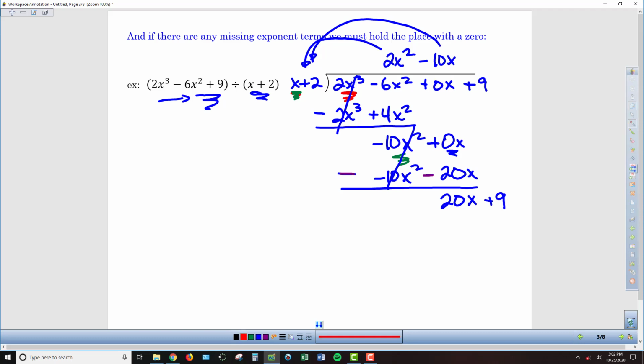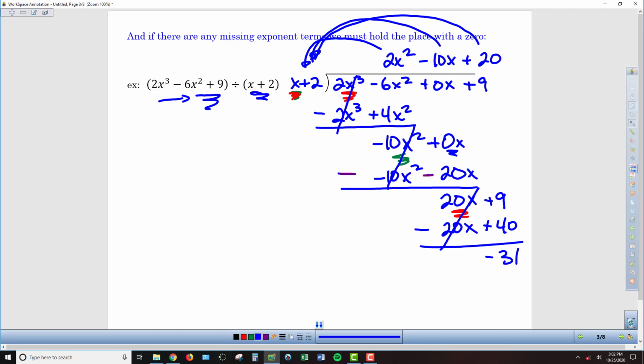So x times what equals 20x? Well, that's going to be 20. So I'm going to have a plus 20 up here. And then one more round of multiplication. 20 times x is 20x. 20 times 2 is 40. Subtract one last time. 20x minus 20x subtracts away. 9 minus 40 is going to give us negative 31.